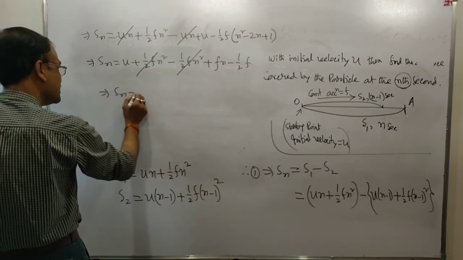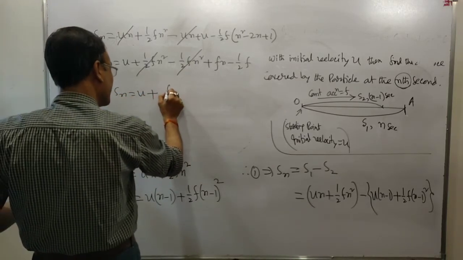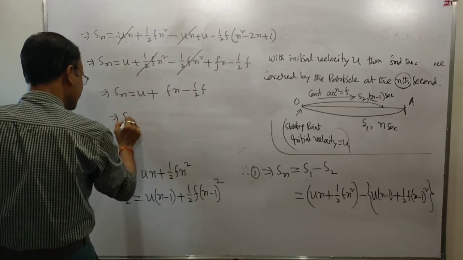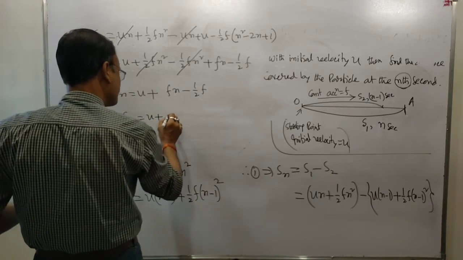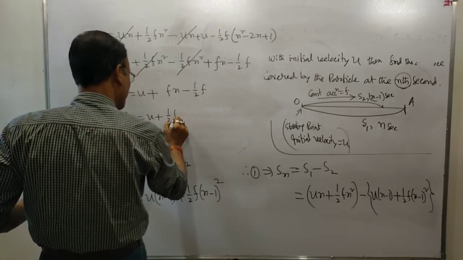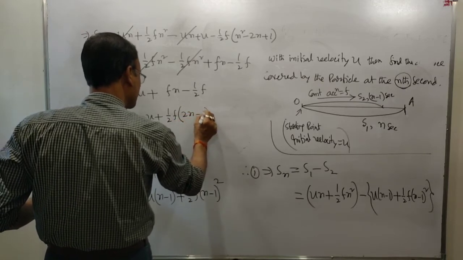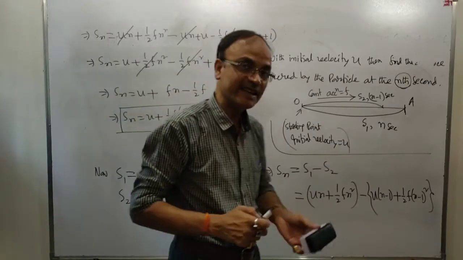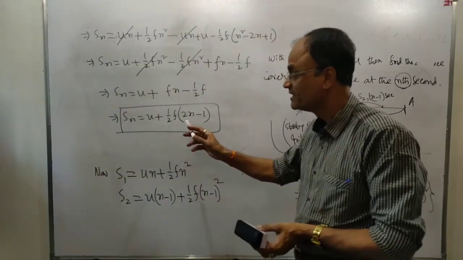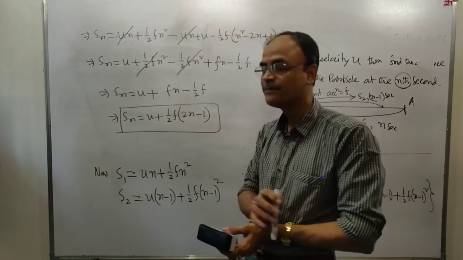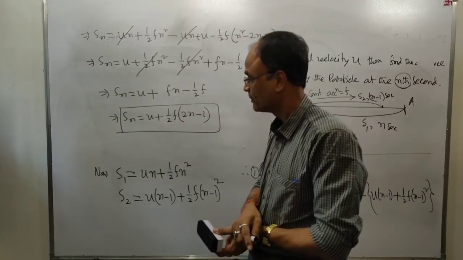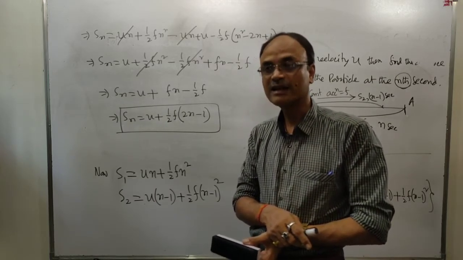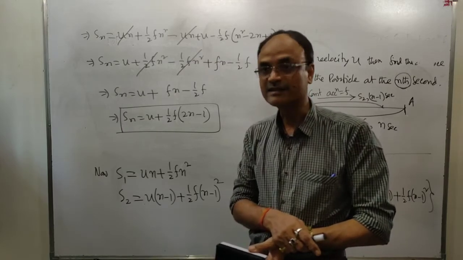This means Sn is equal to u plus fn minus half of f. This means Sn equals u plus, take half of f common, it will be twice n minus 1. This is the required formula. Distance traveled in the nth second is Sn equal to u plus half of f twice n minus 1. You should know these formulas. Therefore, I have explained this.